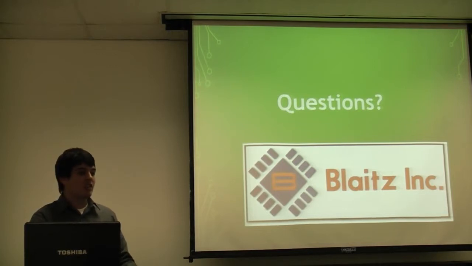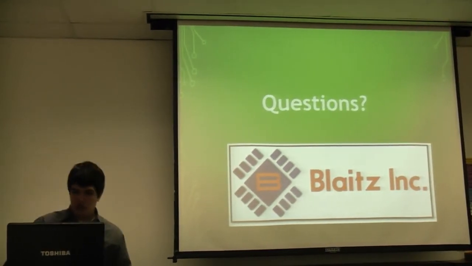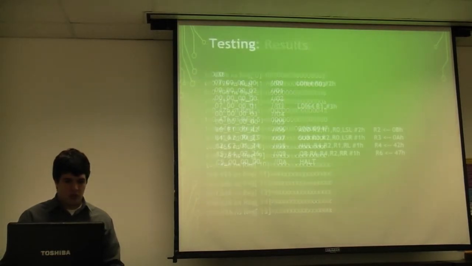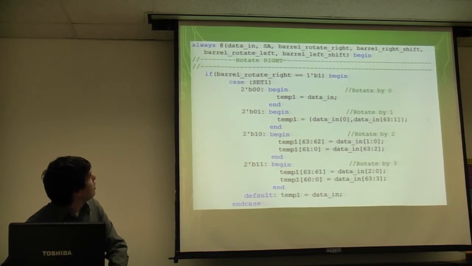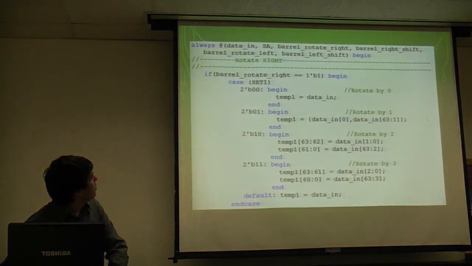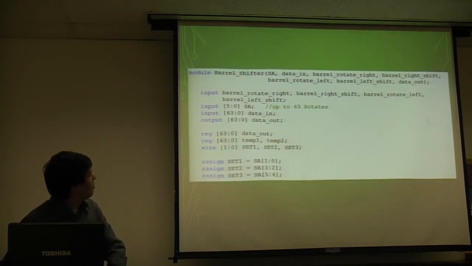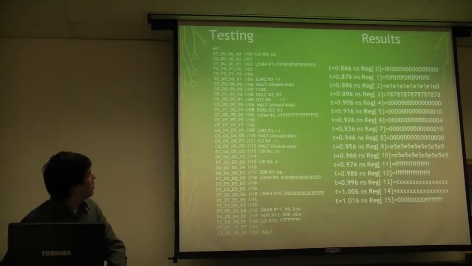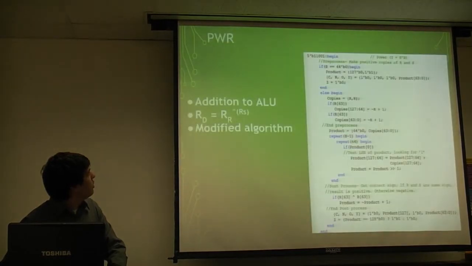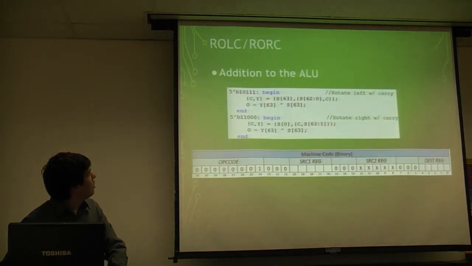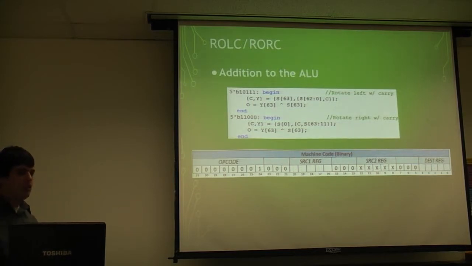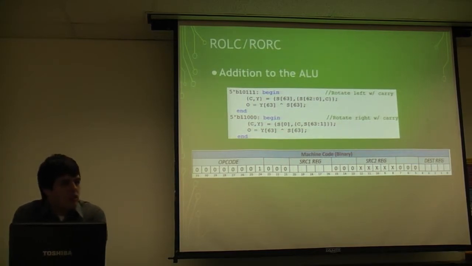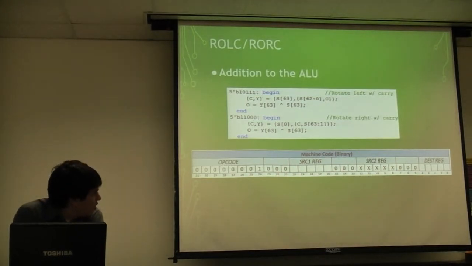Sorry, I'd also like to look at the rotate with carry instructions again. Sure, I'll go back to that. Rotate with carry. Before the barrel shifter. Just curious how you guys did it. So like rotate right with carry, how exactly is that working?